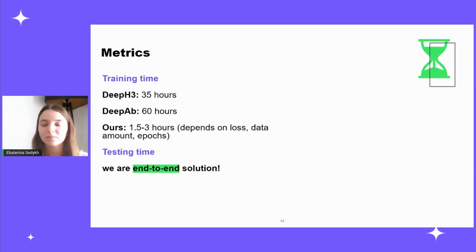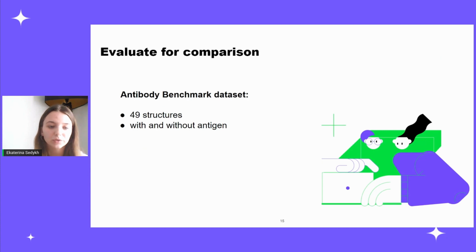For testing time, it's a bit harder to compare, and testing time is very important because if you want to use it in production, you don't want to wait for days for your prediction, right? So our model can actually predict one structure in less than a second, and we can't really compare it to those methods mentioned because they're not end-to-end, meaning they're not actually producing coordinates while we are, so our method is end-to-end. And to compare with those state-of-the-art methods, there is an antibody benchmark data set provided by them.